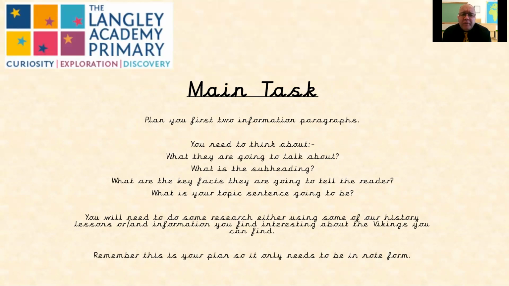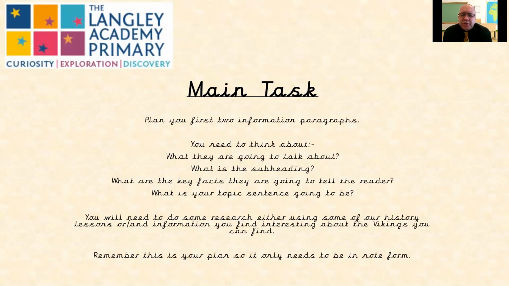Do I want to go very general and talk about lots of different things to do with the Vikings? Or do I want to be very targeted and focused and just talk about one particular part of Viking life? That is your choice. Once you've decided, then you need to decide what your subheadings are going to be. So what are these 2 paragraphs going to be about? And then it's about coming up with the key facts. What are the key facts you're going to tell the reader?